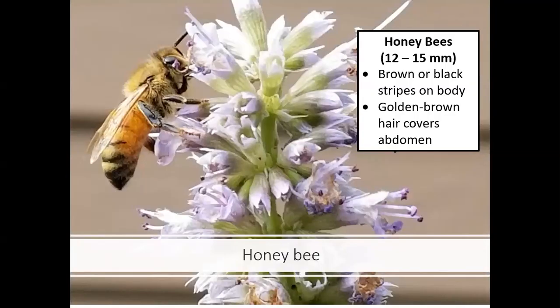So our next category is going to be honeybees. Most of us are very familiar with honeybees. It's Apis mellifera. They have brown or black stripes on their body, and they have this golden, halo look to them. They are, again, hairy, but as you can see, they're not quite as disproportionate as the bumblebees.